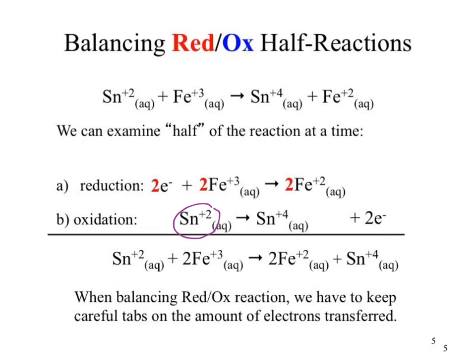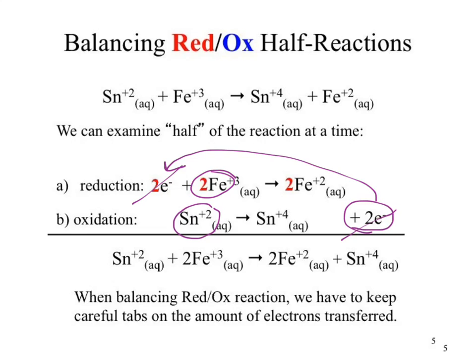In the process of tin plus 2 converting over to tin plus 4, what does it release? 2 electrons. What do those 2 electrons then do? They then react with our iron plus 3 to convert to iron plus 2. When I now add these 2 equations together, since the electrons are the same on both sides of the equation, I can cancel them out.